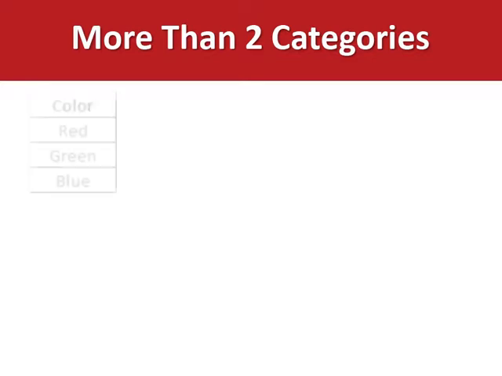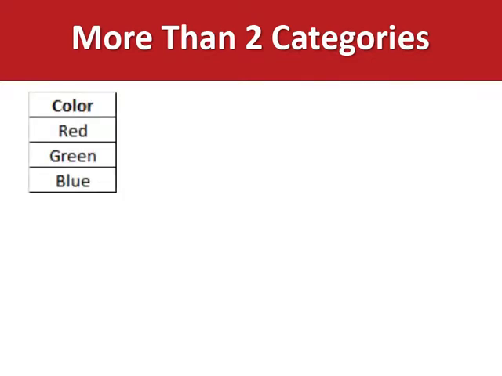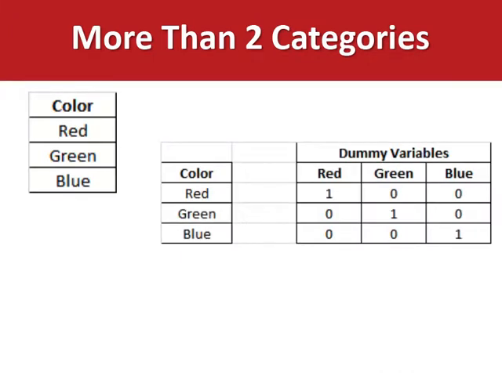So what do we do when the categorical variable has more than two categories or two values? It was pretty straightforward for male and female to create a dummy variable to represent maleness. But what if we have a color variable and it has, say, three values: red, green, and blue? So if we do the same trick and create a dummy variable for each value, we get the following.